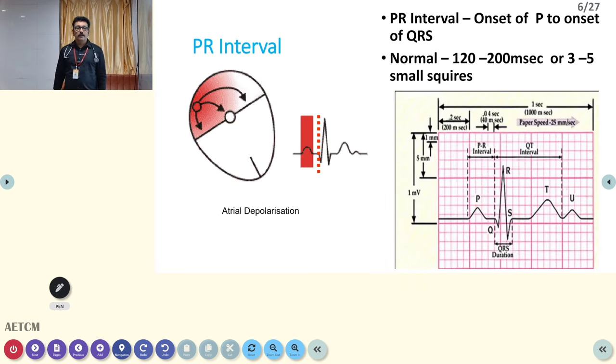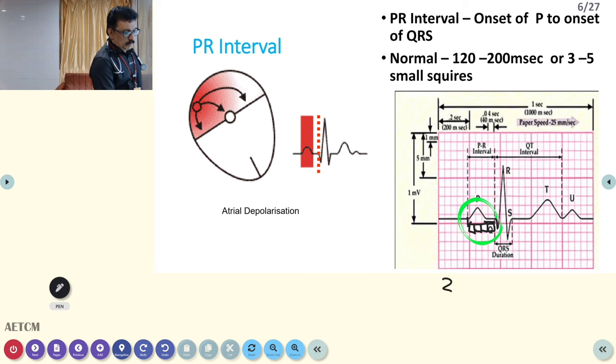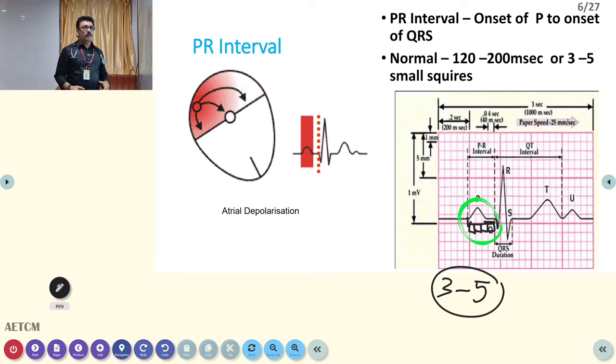So here in this ECG is the PR interval. From the onset of P to the onset of QRS complex, that is the PR interval. This is the PR segment, but this is the PR interval. So you can see here, 1 small square, 2, 3, 4 small squares. The normal duration is 3 to 5 small squares. Here it is only 4, so it is normal. So the PR interval, onset of P to onset of QRS complex, normal is 120 to 200 milliseconds. In terms of small squares, it is 3 to 5 small squares. You can easily remember 3 to 5 small squares.